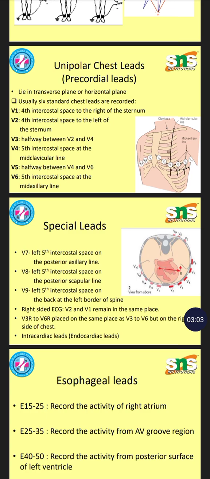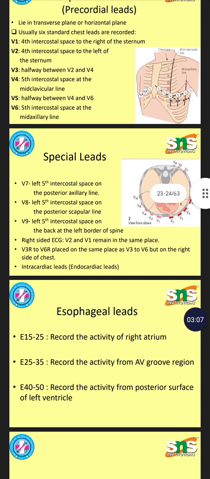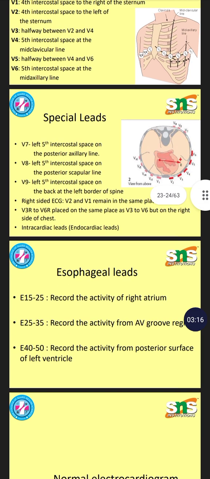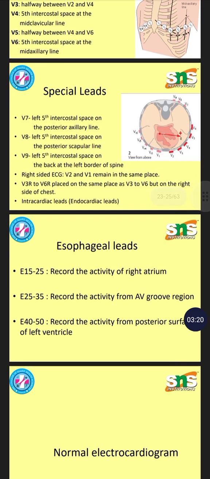V5 halfway between V4 and V6. V6 fifth intercostal space at mid-axillary line. Special leads. V7 left fifth intercostal space on the posterior axillary line. V8 left fifth intercostal space on the posterior scapular line. V9 left intercostal space between the back and the left border of the spine.